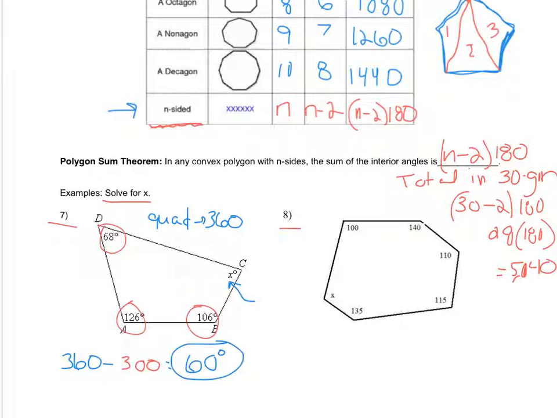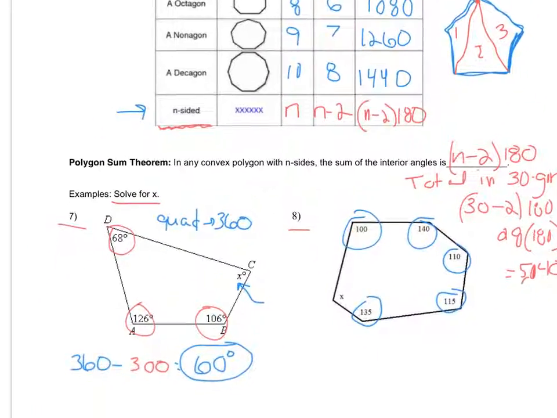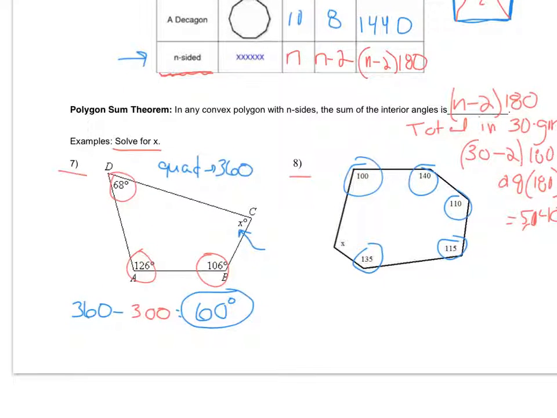So for number 8, you are going to do the same thing. Add up all of these guys over here. Figure out how many there should be total from the chart. And then subtract from the total to see what's left for x.